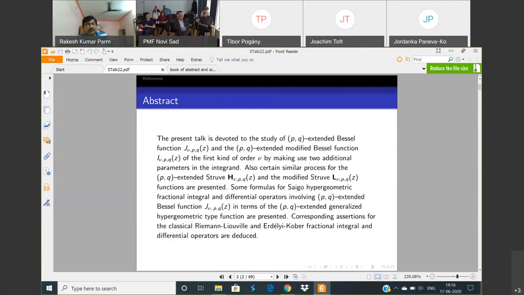The present talk is devoted to the study of the PQ extended Bessel function and the PQ extended modified Bessel function of the first kind of order nu, by making use of two additional parameters in the integrand. Also, certain similar processes for the PQ extended Struve function and the modified Struve functions are presented. Some formulas for Saigo hypergeometric fractional integral and differential operators involving the PQ extended Bessel function, in terms of PQ extended generalized hypergeometric functions, are presented. Corresponding assertions for the classical Riemann-Liouville and Erdélyi-Kober fractional integral and differential operators are deduced.